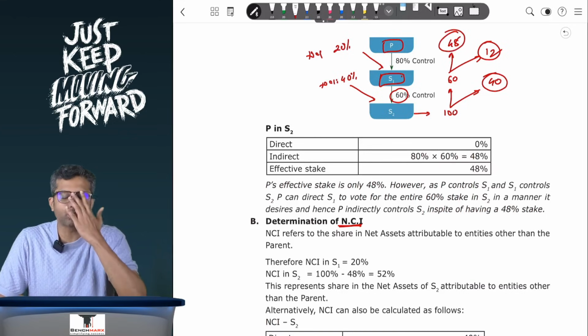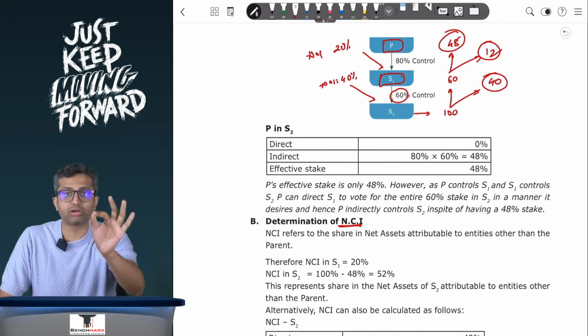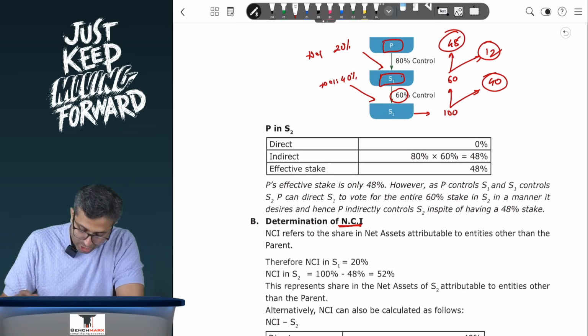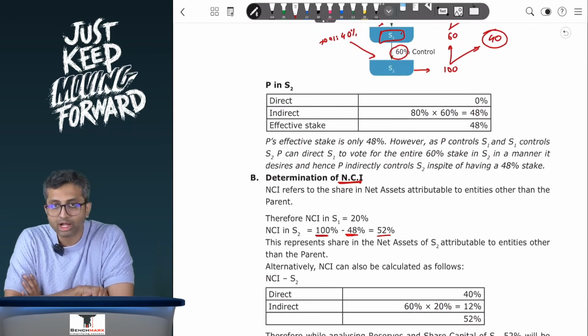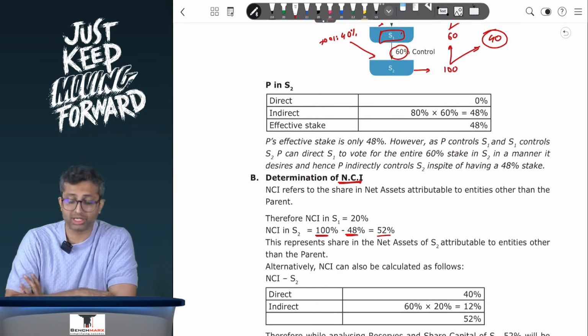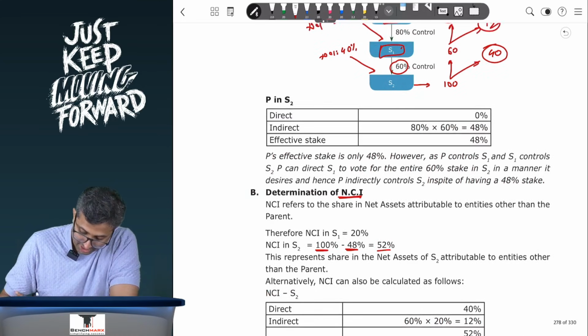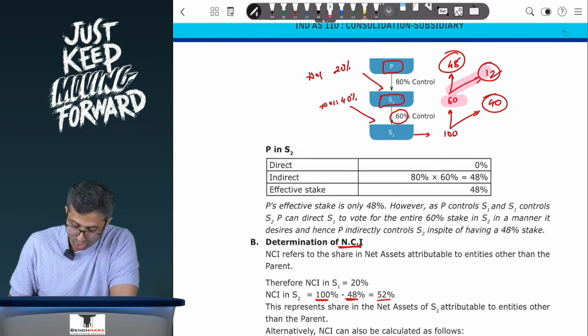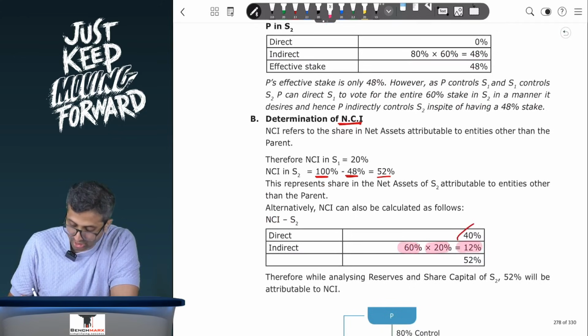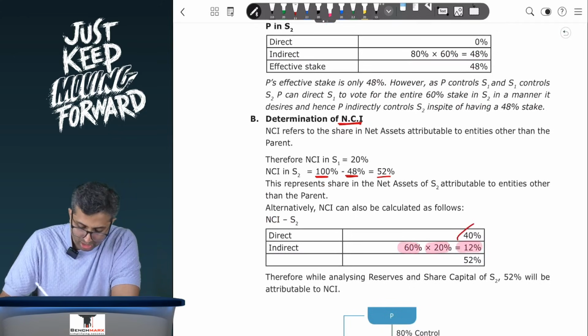So if I want to calculate NCI, the best way to calculate NCI is 100 minus P's effective stake. So if P's effective stake, for example, was 48%, 100 minus 48% will come to 52. Alternatively, you can also calculate it, that is the direct share of NCI, we can say is 40%. Further, indirectly, we can say that, well, out of this 60, 12, that is 20% of 60, will go to an outsider. So 60 into 20% will come to 12, and hence the total comes to 52.